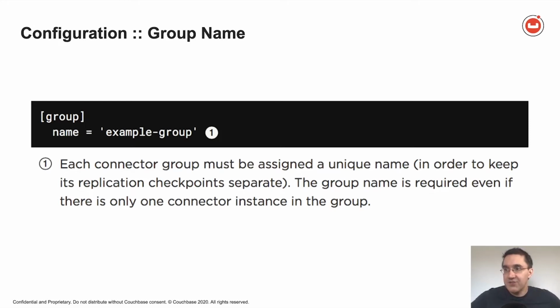So if you decide to distribute the workload among multiple connector instances, they have to be configured to work together as a group. You do this by specifying the group name property in the config file of each connector instance. This tells the instance which group it belongs to, and then the connector uses this group name to locate the DCP stream offset documents which the connector stores in Couchbase, and we'll look at those in just a little bit.